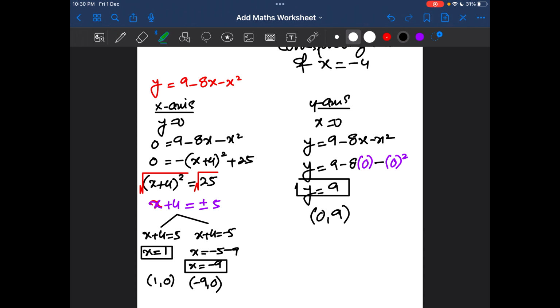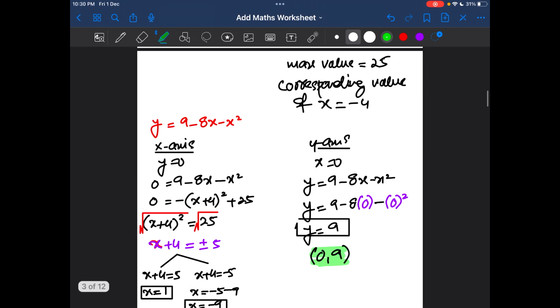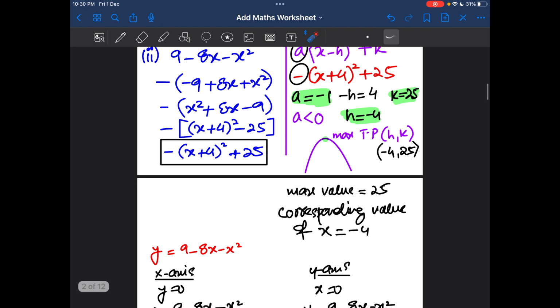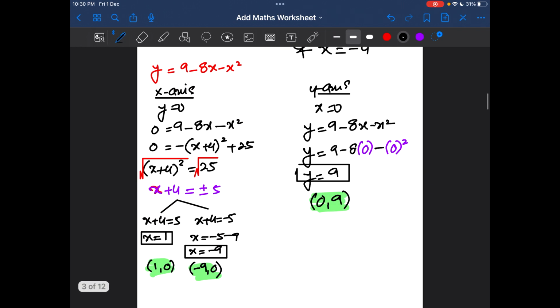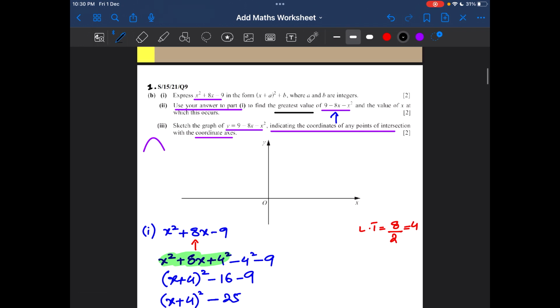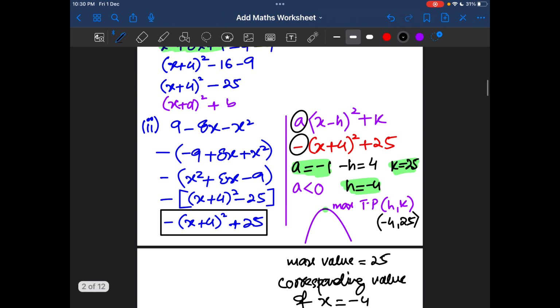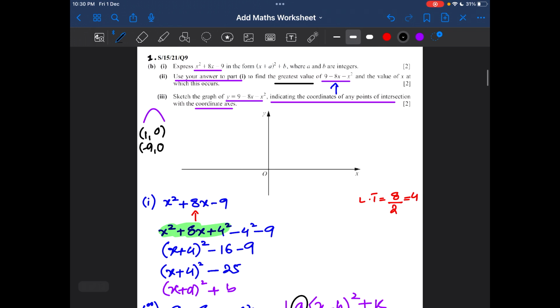So you have 3 points, one on the y-axis and 2 on the x-axis: minus 9, 0 and 1, 0, and 0, 9. And you also know the turning point over here, minus 4, 25. So considering all the points, we have to sketch this graph. And we are more focused on the points on the x-axis and the y-axis. So 1, 0, minus 9, 0, and 0, 9.